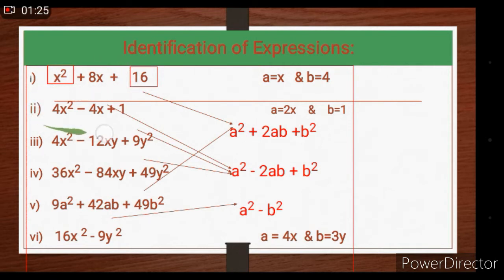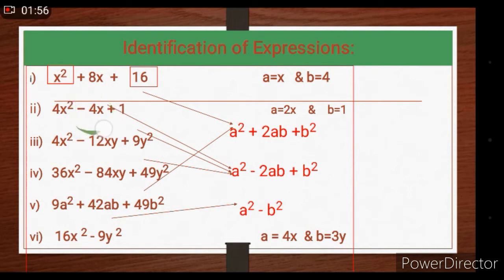Similarly, now go to the second example. What is the square of the first term? 4x square is the square of 2x. It means the first term is a and a is equal to 2x. What is the square of the second term? 1 is the square of 1. It means the second term is b, and b is equal to 1. So this is a square, this is b square, and this is 2ab.